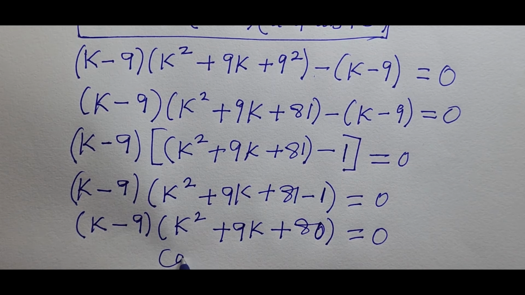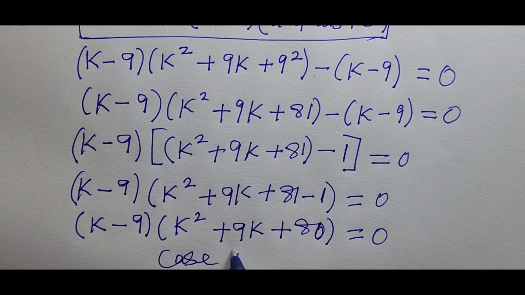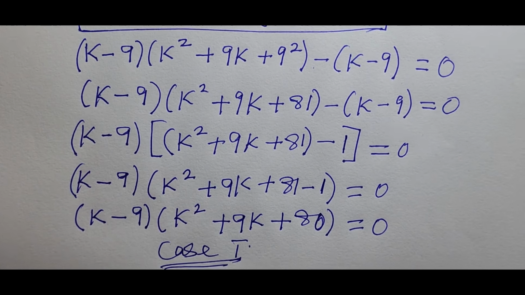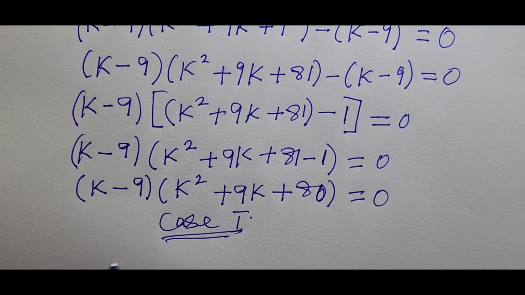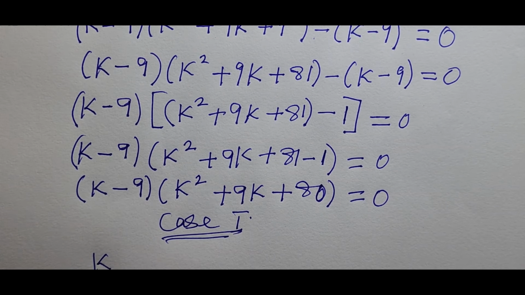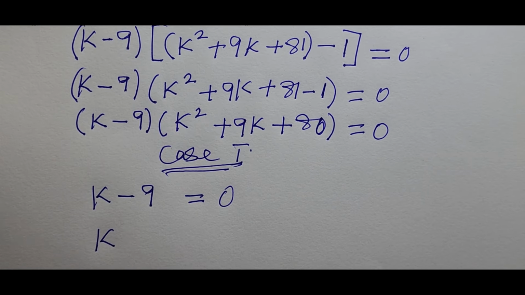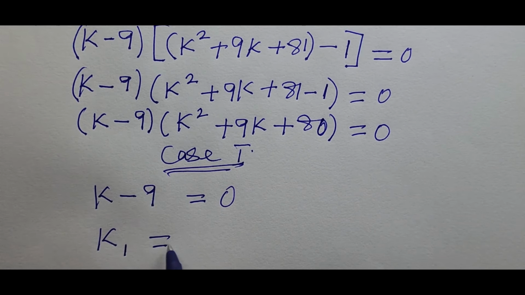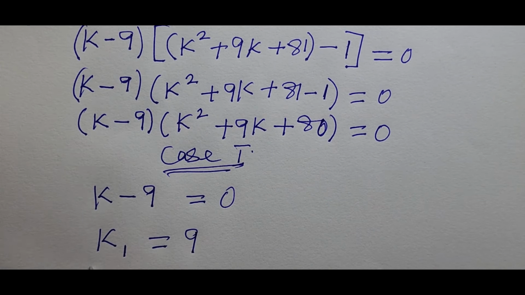So let's take our case 1. Case 1, we're going to have k - 9 = 0. So therefore, k1 is equal to positive 9.